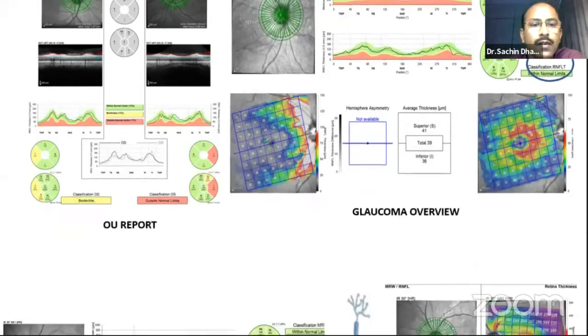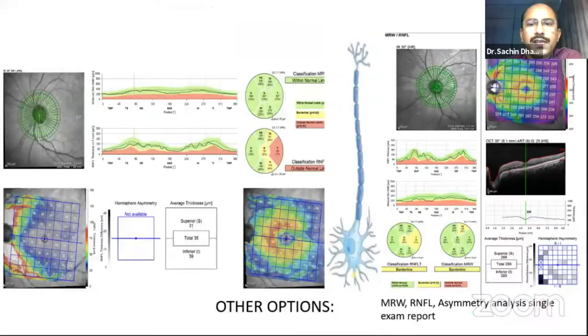Now, what I do next is basically align. You have another option to see these reports here. You have the MRW RNFL asymmetry single analysis, where you have the macular thickness map asymmetry, which can detect early changes in glaucoma. So when you have these three maps, you have the disc, you have the RNFL, and you have the macula all in one.